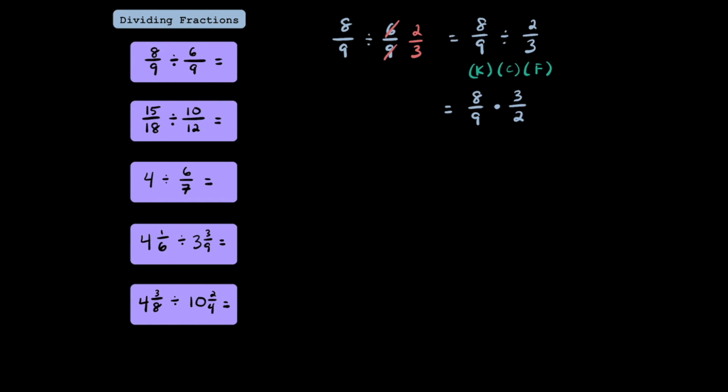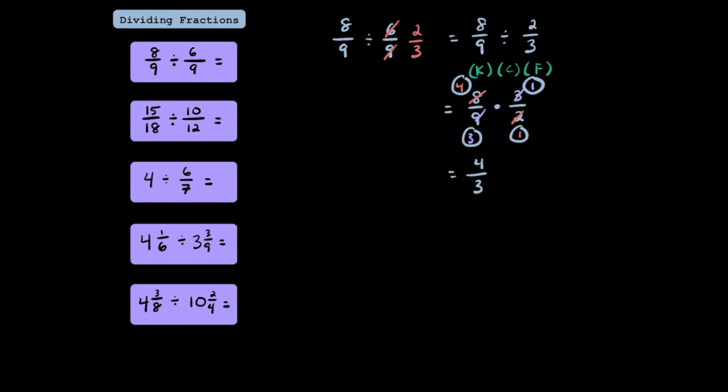Now that it's a multiplication problem, we can cross cancel. 8 and 2 can cross cancel, and we're left with 4 and 1. 3 and 9 can cross cancel, so we're left with 3 and 1. Multiplying the leftover top numbers together, 4 times 1, we're going to get 4 in the numerator, and on the bottom we have 3 times 1, and that's going to be 3 in the denominator.